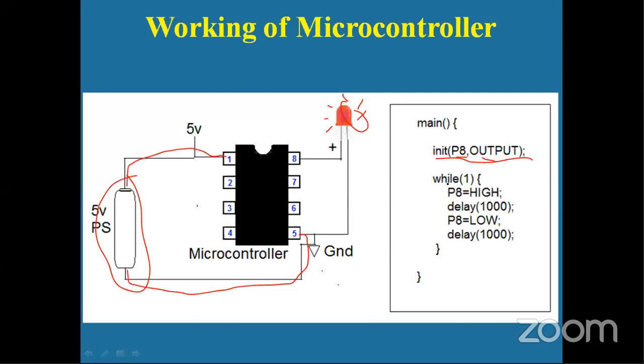Then I take a while loop. While 1, you all know what is the meaning of while 1. While 1 is an infinite loop. It continuously executes forever. There is no condition to stop it. So I go into an infinite loop.